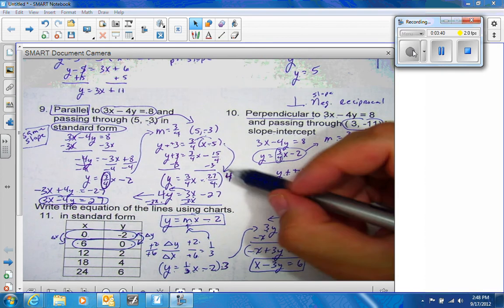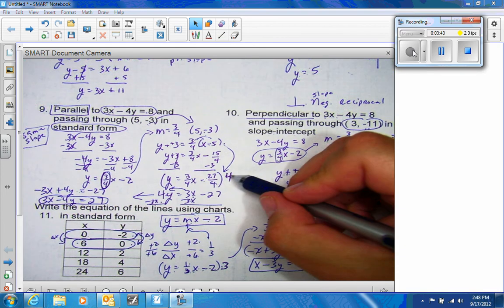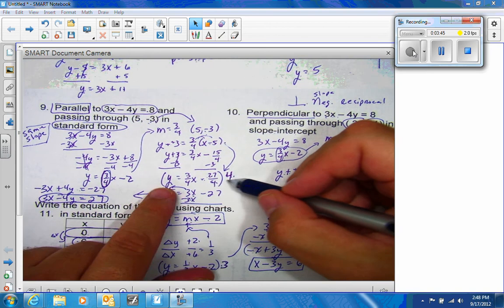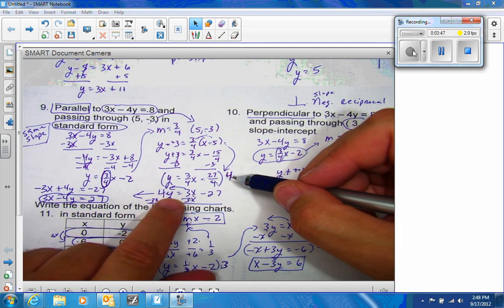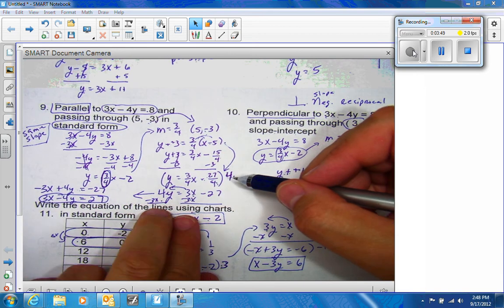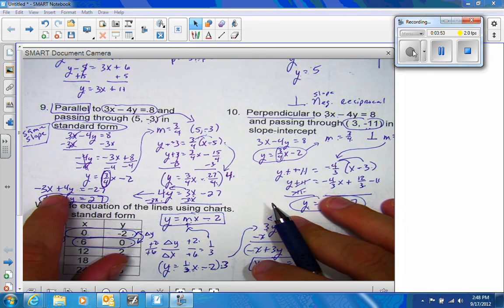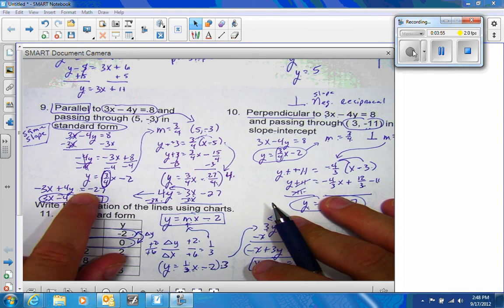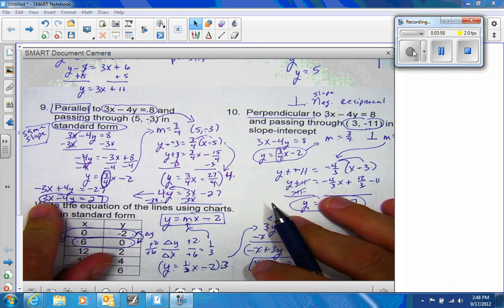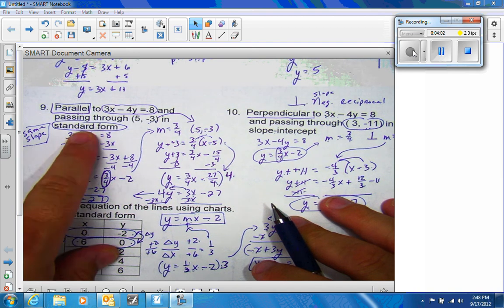27/4. You want to multiply all 3 terms by 4 to get rid of the denominator, and you get 4y equals 3x minus 27. Notice I subtracted the 3x, moved over here, I got negative 3x plus 4y equals negative 27. I multiply everything by negative 1 and get 3x minus 4y equals 27, which is in standard form.